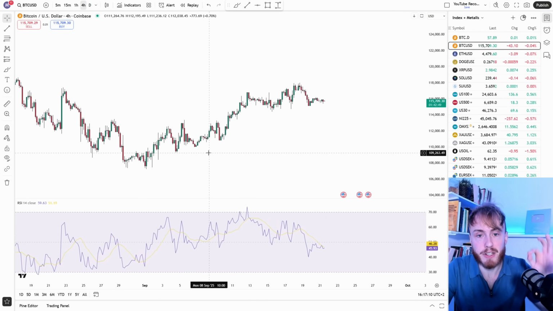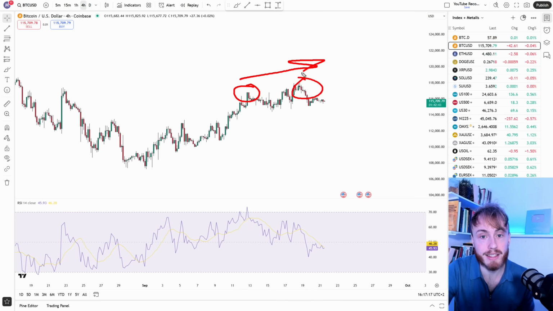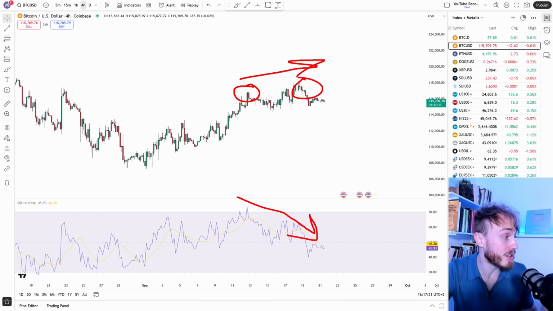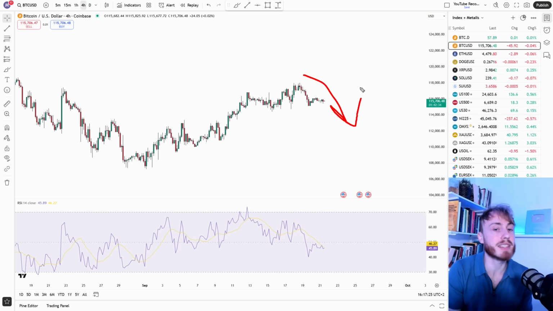Yet again, if we look a bit to the right here and look closely, we can see that the price once again prints higher highs, right? While the RSI goes in the opposite direction. This right here is a bearish divergence, and we can see that recently the price has been seeing a move towards the downside for Bitcoin.